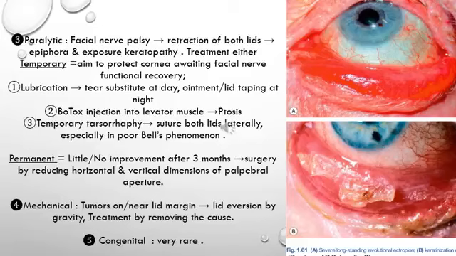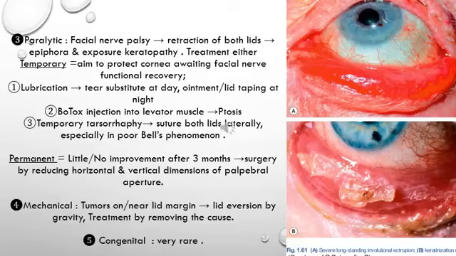We use also lubricant to lubricate the cornea, the eye. You use tear substitute during the day. At night we use ointment for long-standing effects. Use lid taping at night to close the eye and protect the cornea from dryness. In addition to lubrication, we use temporary measures including Botox injection into the levator muscle that will result in ptosis to cover the cornea and close the eye. Or the third choice is temporal tarsorrhaphy by suturing both lids laterally, especially in poor Bell's phenomenon.